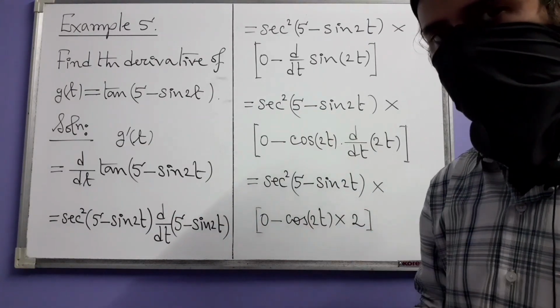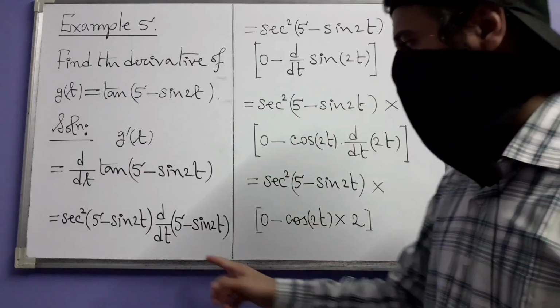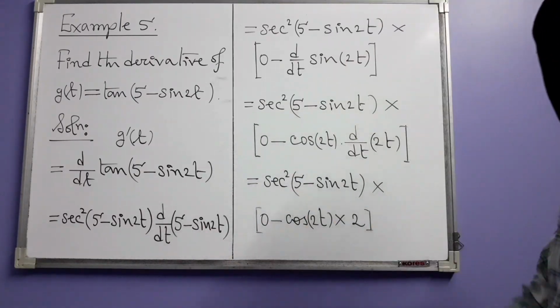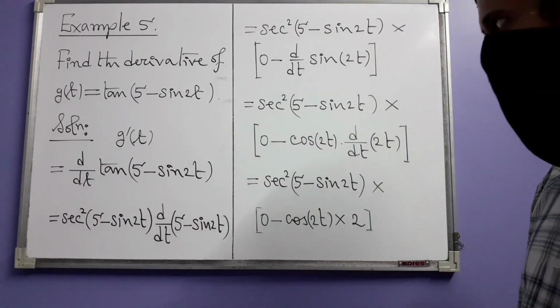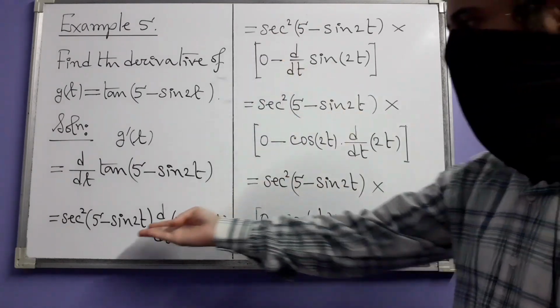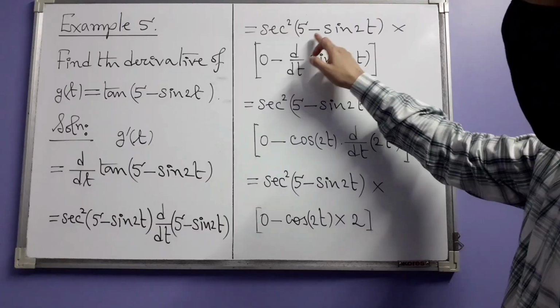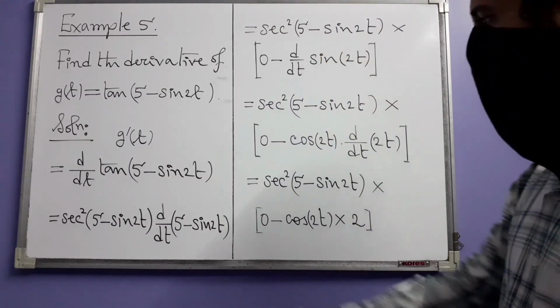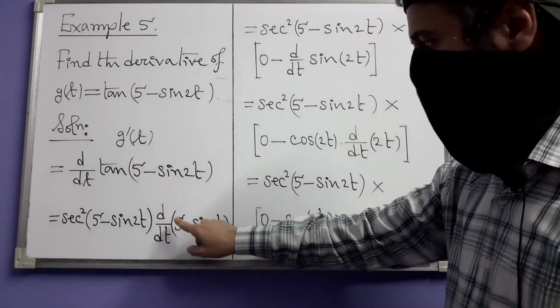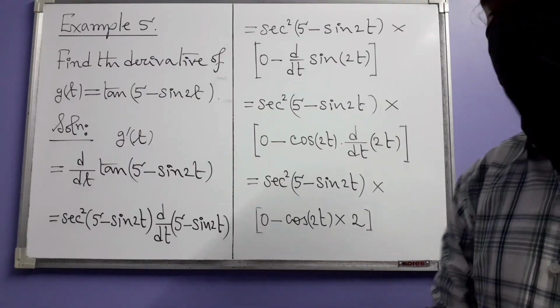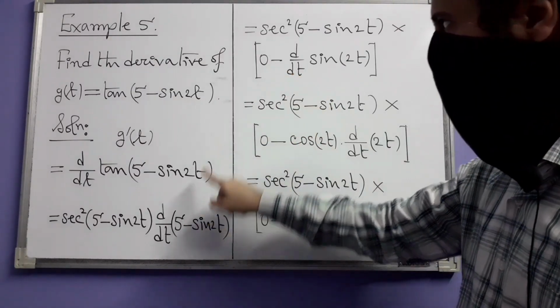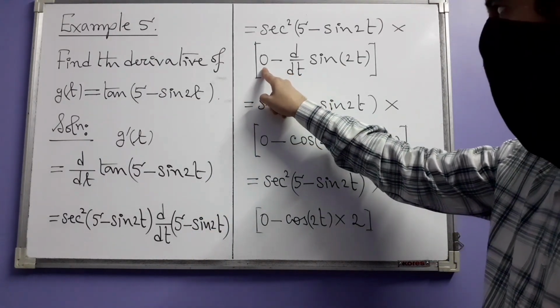Okay, next I am going to enter the inner rooms. So then I enter the inner rooms. This part of course remains the same, but however it has already been affected, that effect remains. Secant square 5 minus sine 2t. Now what happens? So I have entered the inner room. I have affected 5 and now it has become 0.